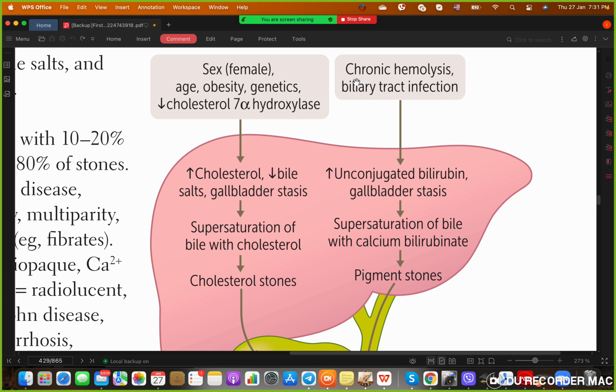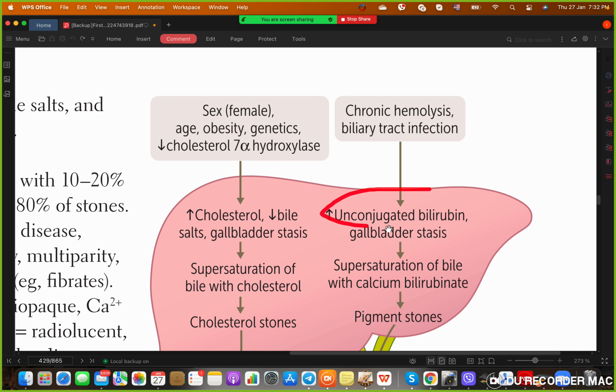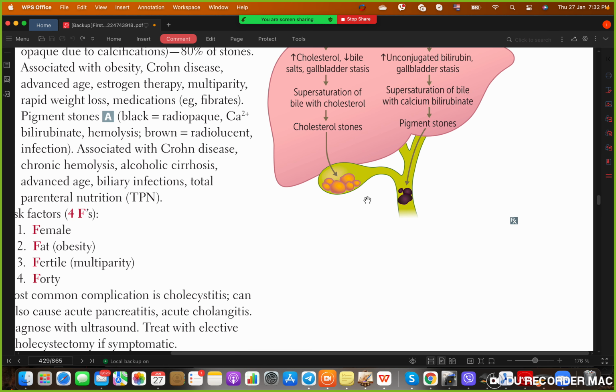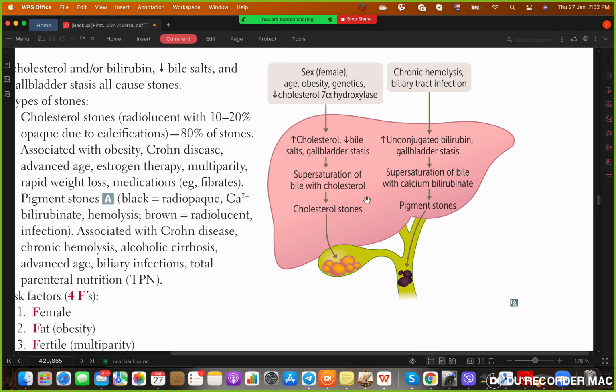So you can see here chronic hemolysis, biliary tract infection will lead to increase in the unconjugated bilirubin, leading to gallbladder stasis. Okay? So if the patient also has either increase in the unconjugated bilirubin or has a gallbladder stasis due to many causes, for example, the one we just spoke about, guys, which is total parenteral nutrition, that will lead to supersaturation of bile with calcium bilirubinate, which will lead to pigmented stones, which can be black or brown. Brown in case of infection, black in case of hemolysis.